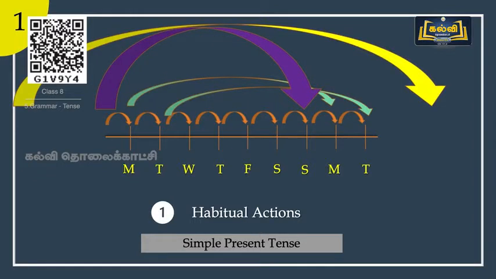You can express your habitual action. Now you can see on the screen a graphic, that is days in graphic. Monday, Tuesday, Wednesday, Thursday, Friday, Saturday, and Sunday. So in order to understand the first usage of simple present tense, this graph will help you. When you do something, as you look at in the graphic, something happens every day. Like I wake up at 6 o'clock in the morning every day.